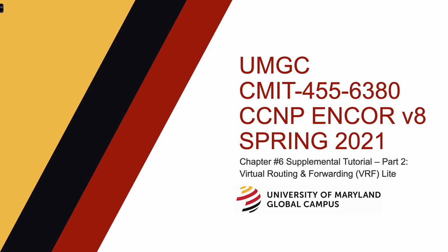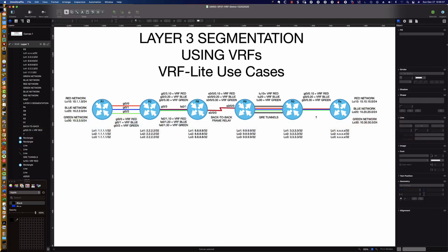This is the Cisco Networking Academy CCNP ENCOR version 8 curriculum, and in this video tutorial, we're going to be taking another look at virtual routing and forwarding. Specifically, we're going to be using VRF-Lite. Now, this part 2 is going to focus on configuring VRF-Lite in the environment in which we were previously working.